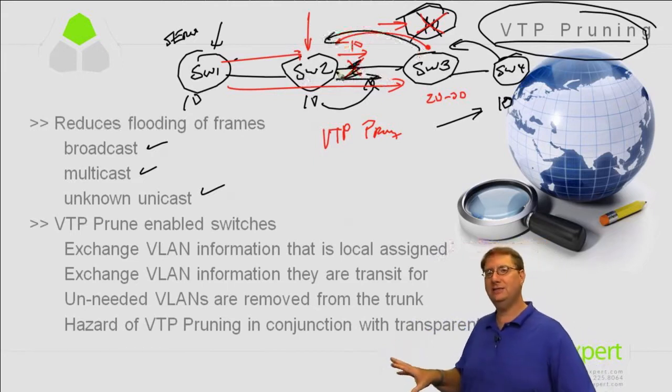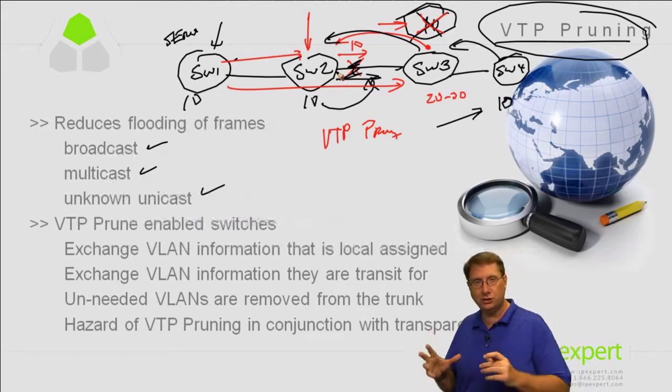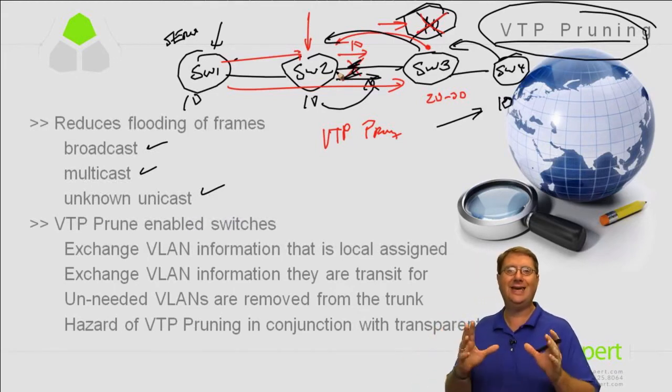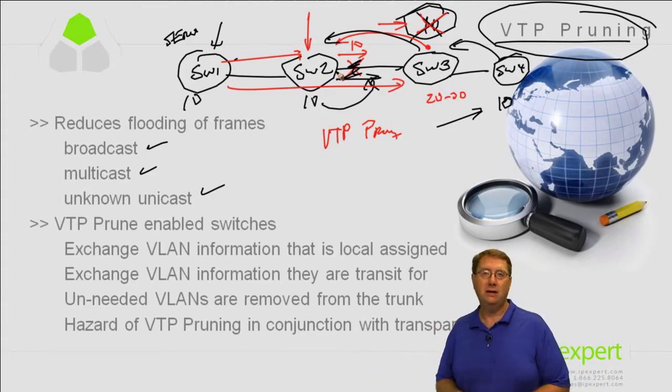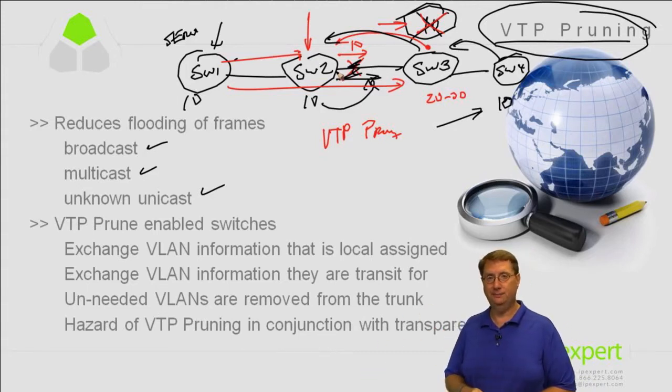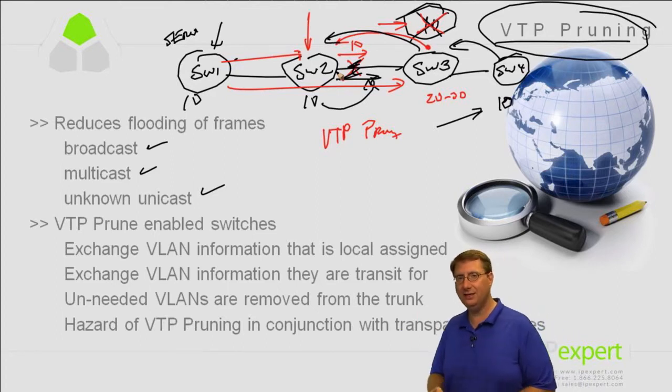Now what we have to recognize is that we have a list. It's called the prune eligible list. The prune eligible list is a list of all VLANs that can be dynamically pruned from a link via our VTP pruning mechanism. If we take a VLAN off of that list, that means it cannot be pruned.